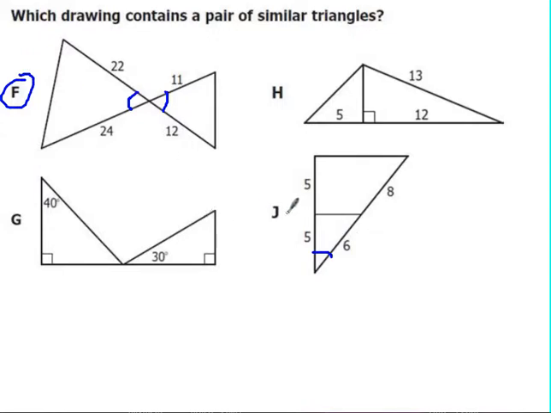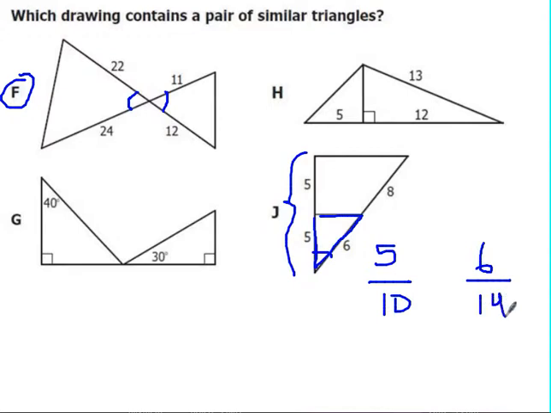Let's hop down to choice J here just to show you how to do something like this. When you're checking to see if these triangles are similar, you want to compare this small triangle to the whole thing. So when I compare, I'm going to take 5 over 10 because 10 is how long the whole thing is, and I'm going to take 6 over 14. And those don't reduce to the same thing, so that's why those aren't similar. So F is our correct answer here.